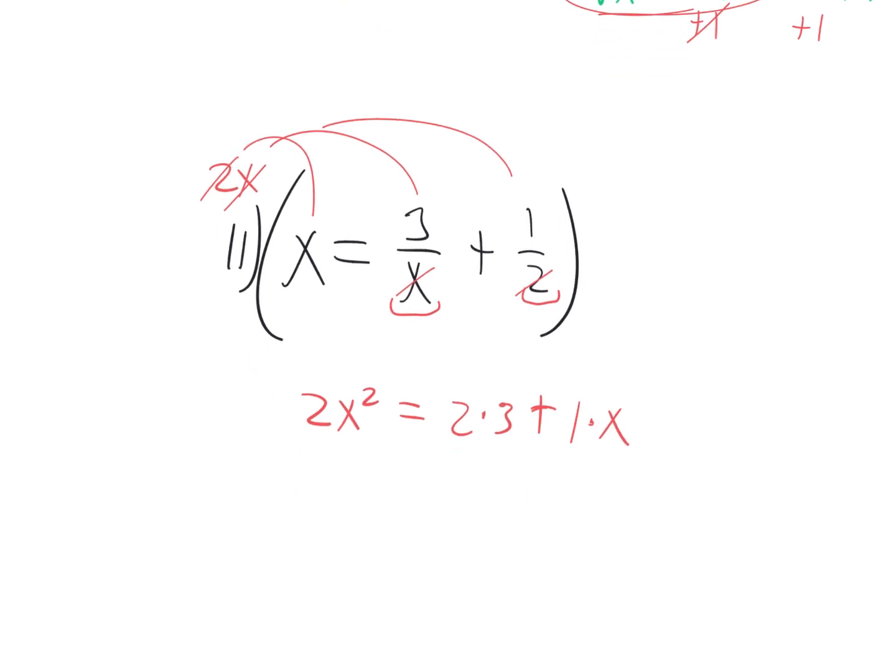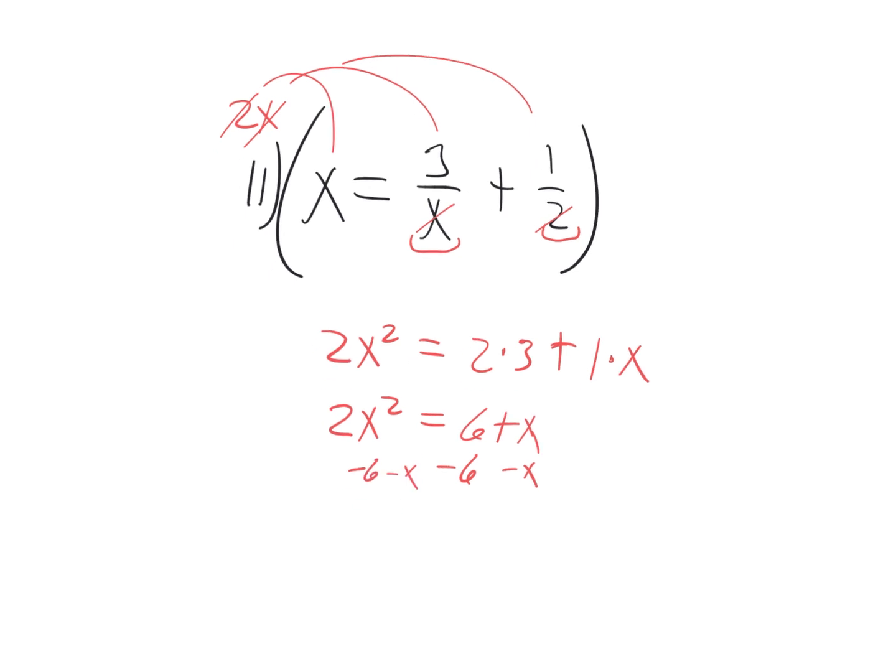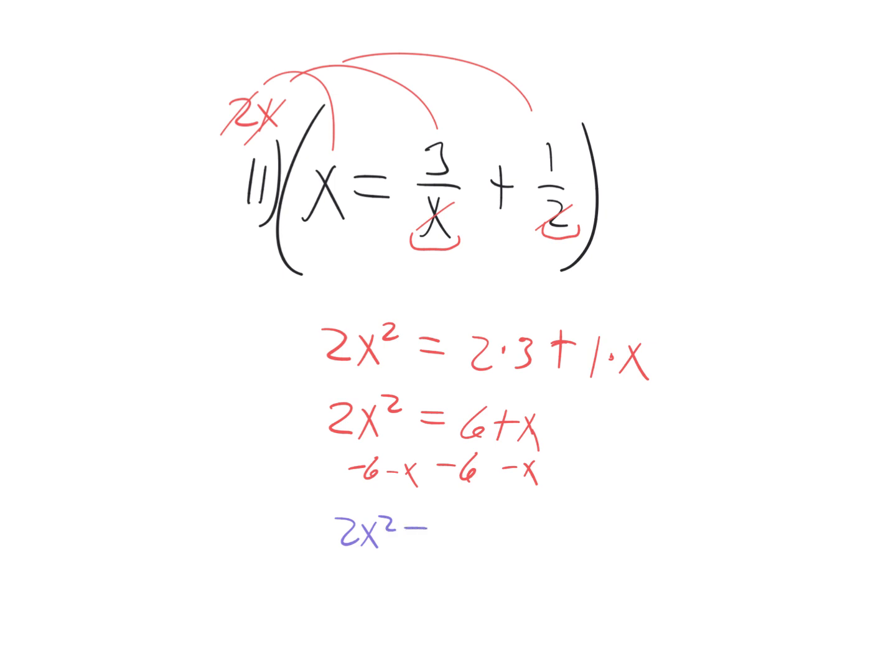And now this is a quadratic equation. We have 2x squared equals 6 plus x. And now set it equal to 0 and solve. So let's subtract 6, subtract x. So we get 2x squared minus x minus 6 equals 0.